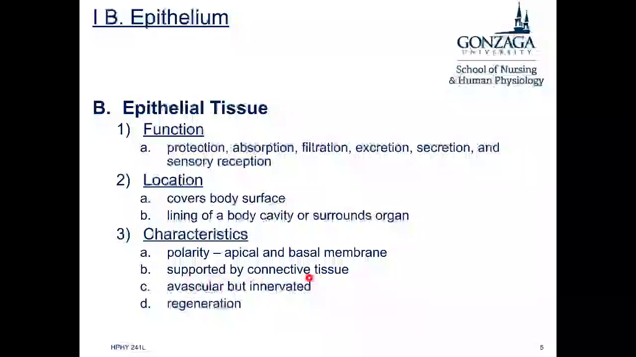Epithelial tissue has an underlying layer of connective tissue almost always. Epithelial tissue is avascular, so it contains no blood vessels. It does not have a blood supply, but it is innervated, so it has cells and tissue of the nervous system. And many epithelial tissue examples can regenerate as well.